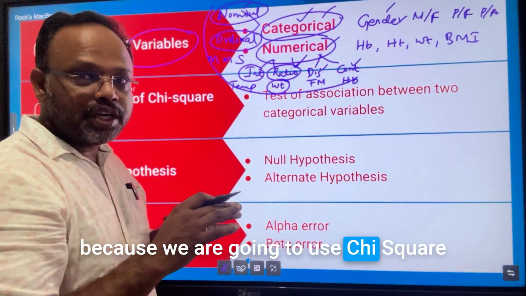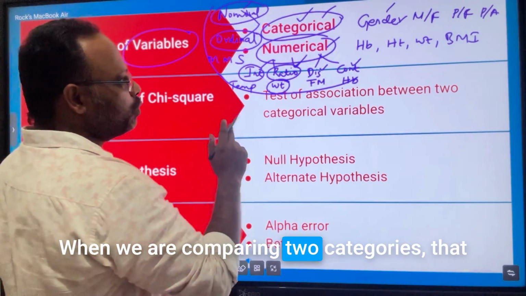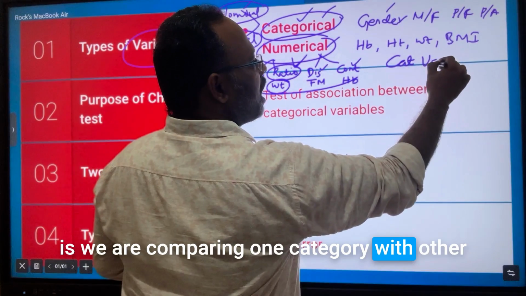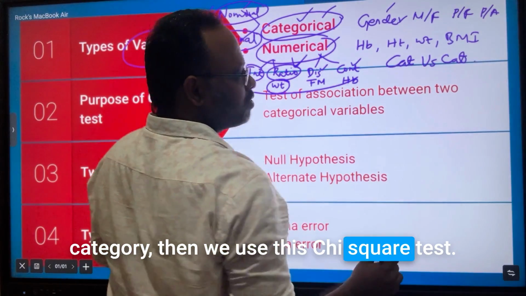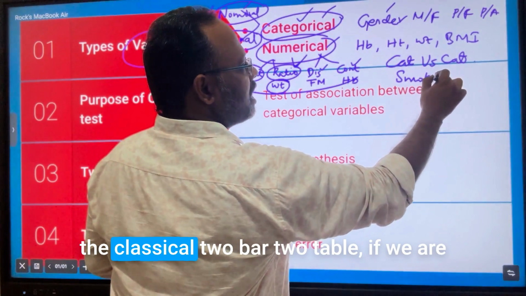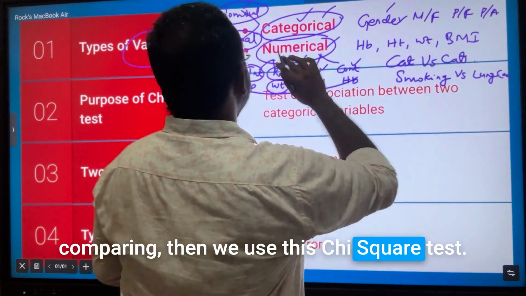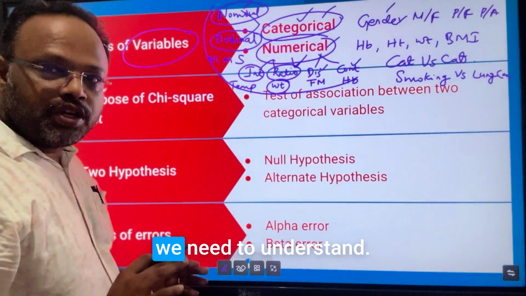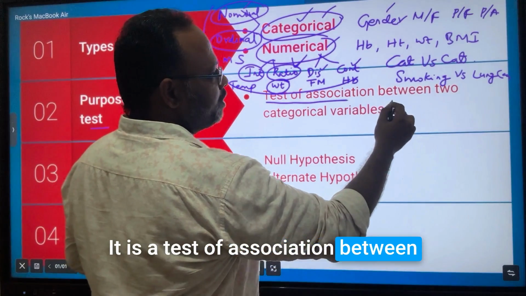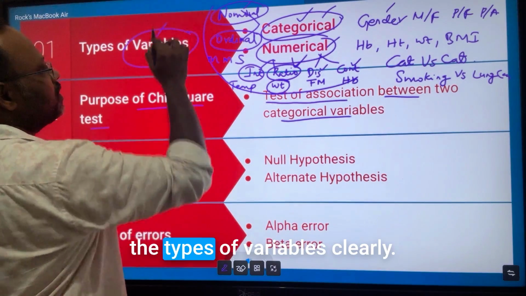Because we are going to use chi-square test for comparison of two categories. When we are comparing one category with another category, then we use this chi-square test. For example, smoking and lung cancer, the classical 2 by 2 table, if we are comparing, then we use this chi-square test. So this is the first thing which we need to understand, that is the purpose of chi-square test. It is a test of association between two categorical variables.